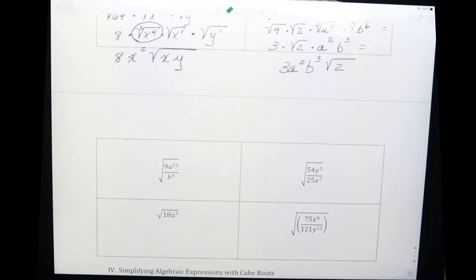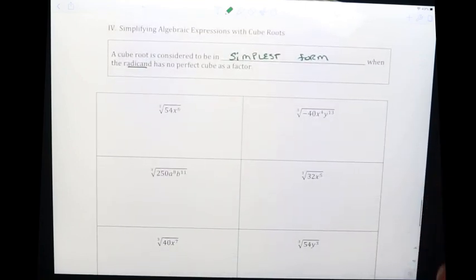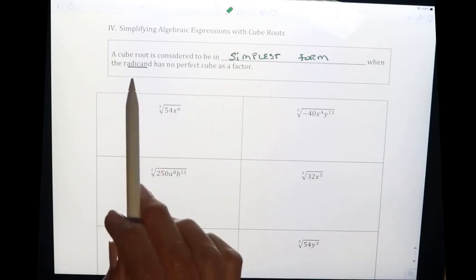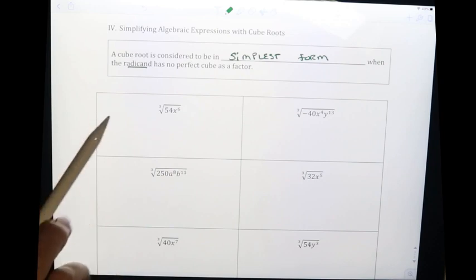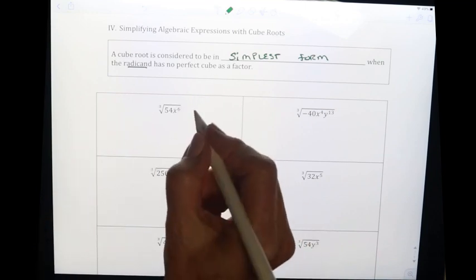Okay, so I want to do the ones with the cube root. So let me come down a little bit further, and we'll talk about how you work on this with cube roots. And again, we're looking for simplest form when the radicand has no perfect cubes as a factor. And I'm going to be talking about several things at once here. So switch gears, we're not doing square roots anymore, we're doing cube roots. So I'm going to be trying to think of perfect cubes for simplifying.